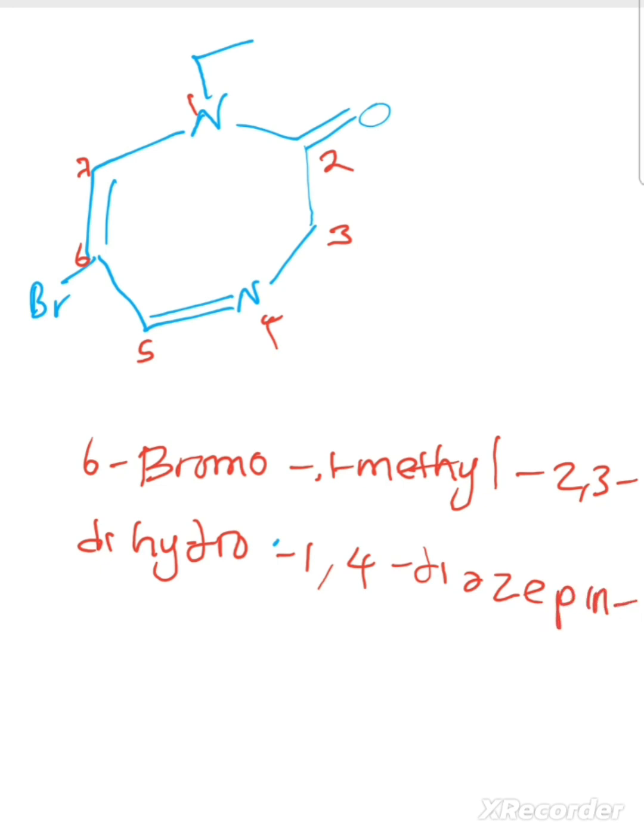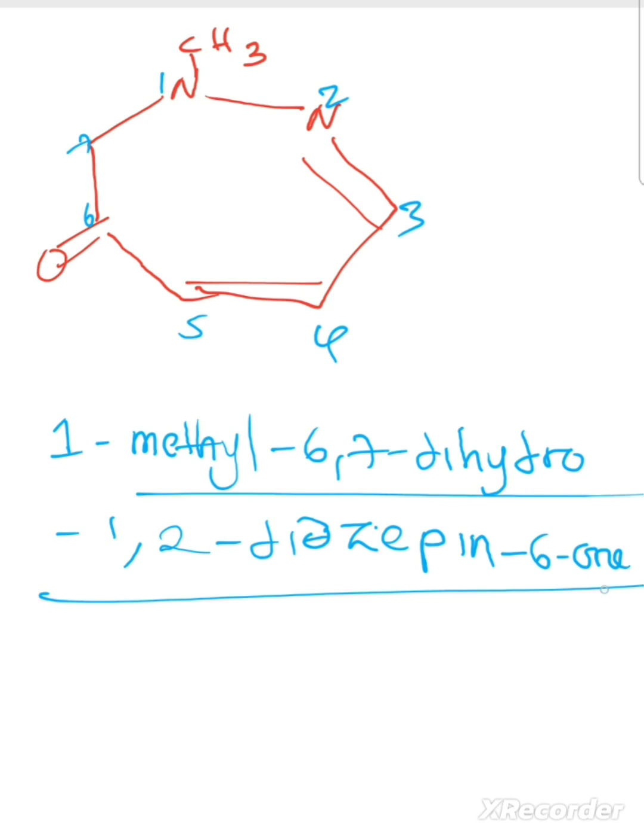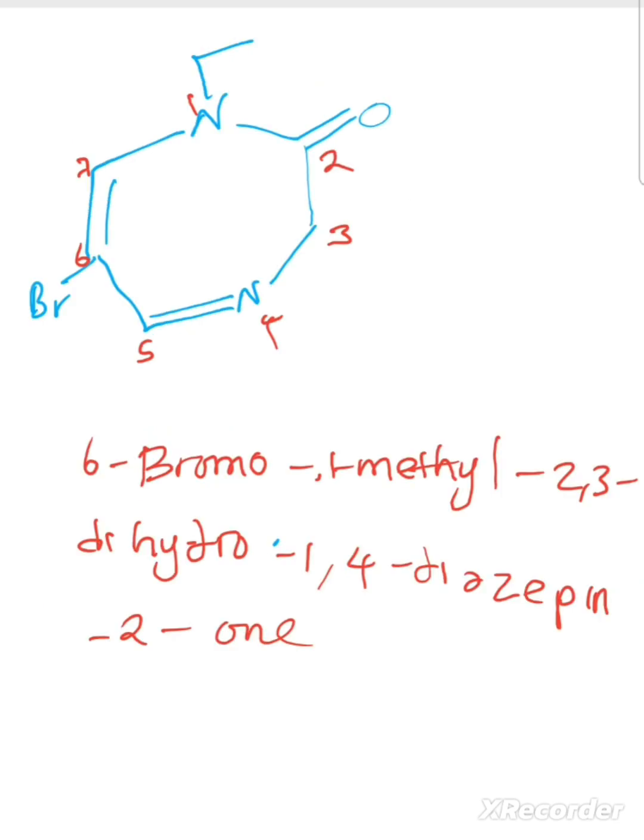So here, because of this ketone which is on position 2, we're going to say like this. Or here, diazepine, then on position 2 there is a ketone. So there you can say 6-bromo-1-methyl-2,3-dihydro-1,4-diazepin-2-one. Just the same as this. But here 6, 1, right? Because it was on position 6. But here this ketone is on position 2. Like that. Get?